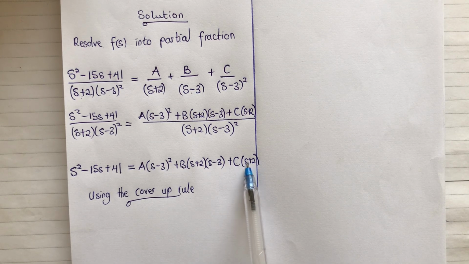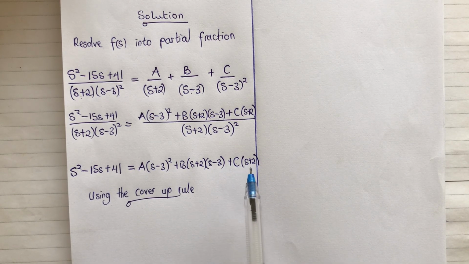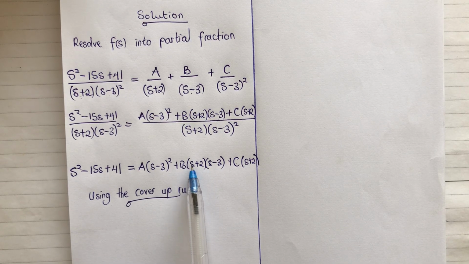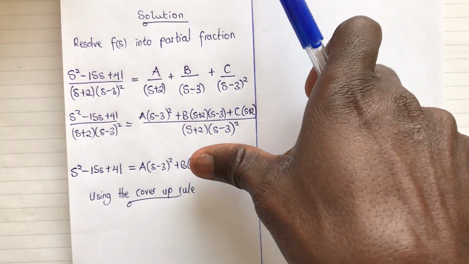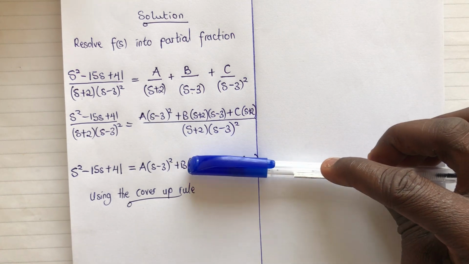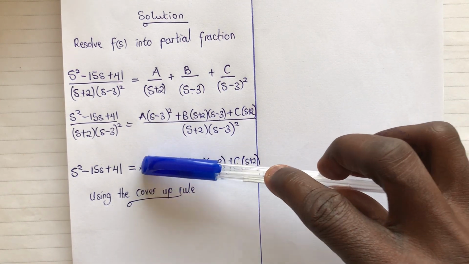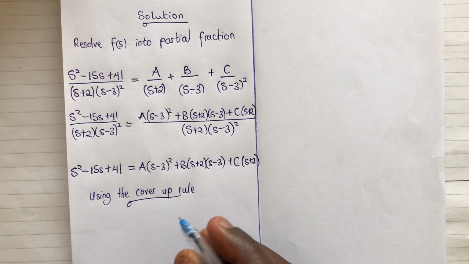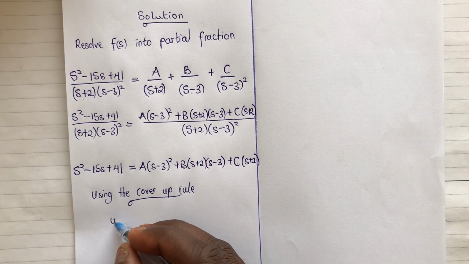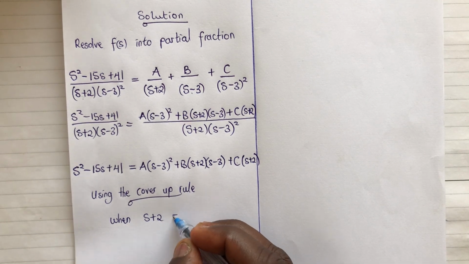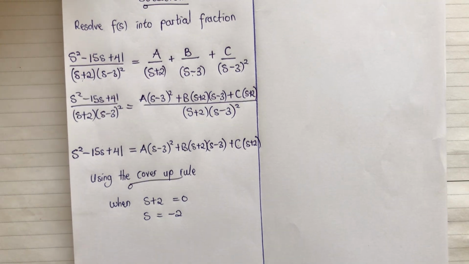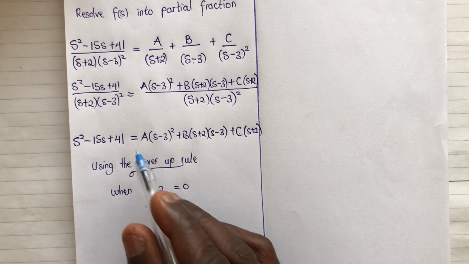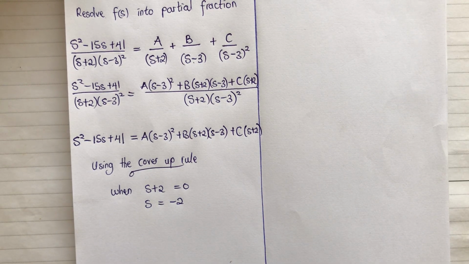When I substitute negative 2 here, this side will become 0. Remember, I have 2 here, negative 2 here, B will become what? 0, and we can find for A. Okay, so that is what we call the cover up rule. So we are going to cover B and C, and then we work with A. And how do you do that? When s is equal to minus 2, or when s plus 2 equal to 0, then s equal to negative 2. You cross it. Okay, if s equal to negative 2, then we substitute negative 2 wherever we see s.